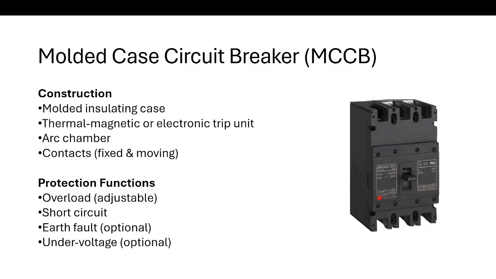The MCCB construction involves a molded insulating case, thermal magnetic or electronic trip, arc chamber, and contacts, fixed and moving contact. It provides protection against overload, short circuit, earth fault, and under voltage. This is optional. There are settings in this, and MCCBs are totally adjustable.